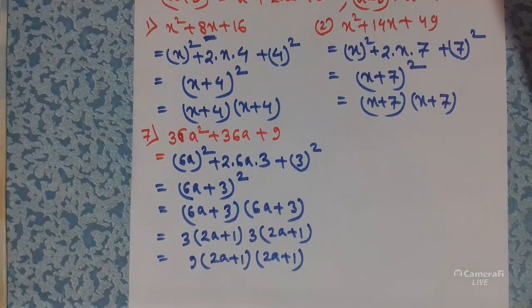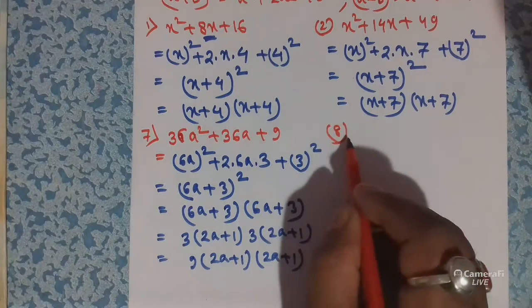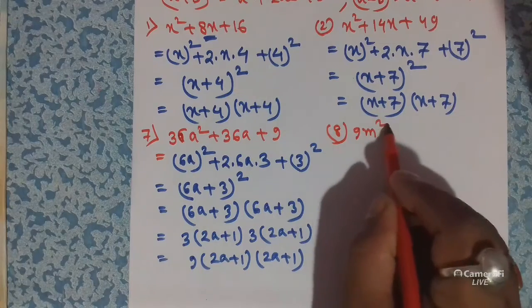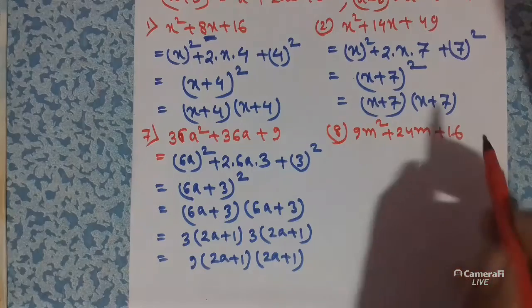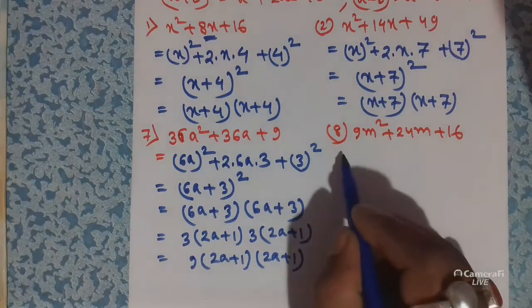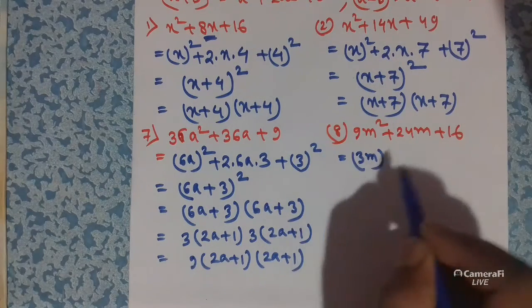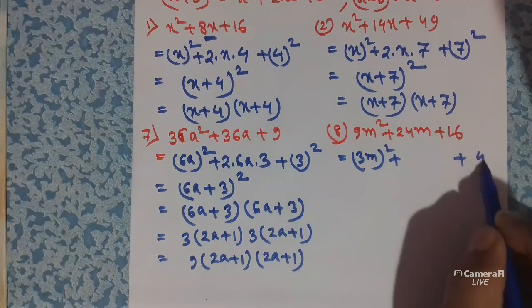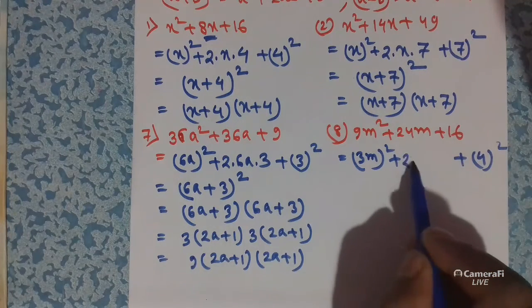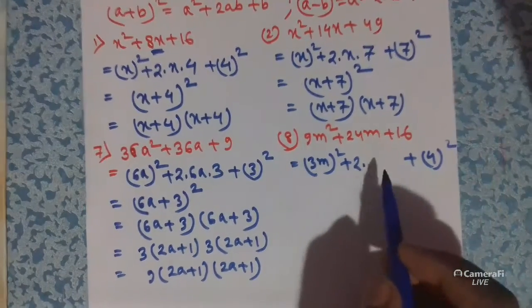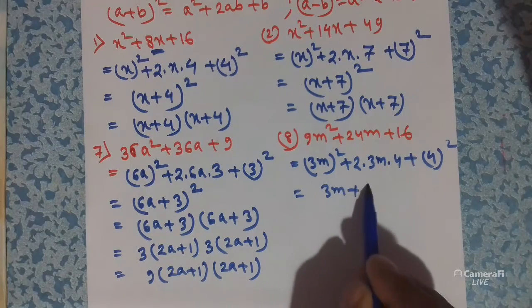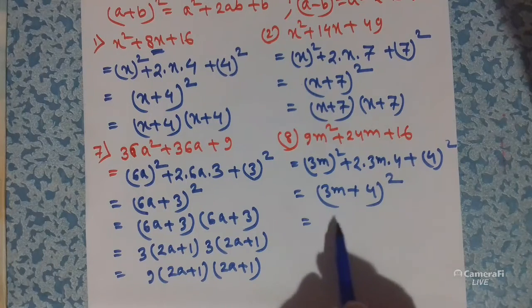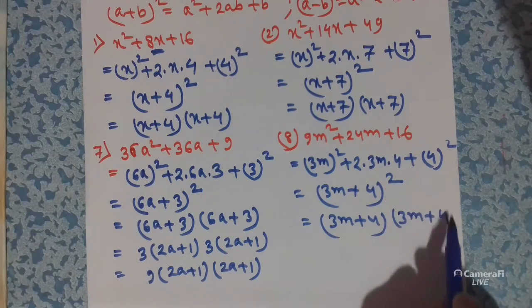Next, problem 8: 9m square plus 24m plus 16. It can be written as 3m whole square and 16 means 4 square. In the middle 2ab will be there. So 2a means 3m and b means 4. So it is 3m plus 4 whole square, so 3m plus 4 multiply 3m plus 4.